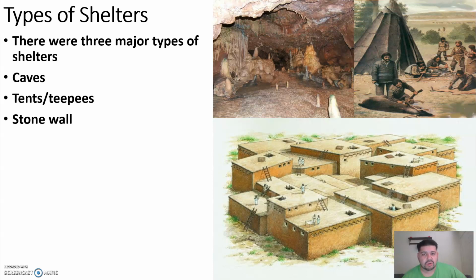The other one was stone walls, especially for those who were going to settle. Hey, this is our place, this is our home. We want to keep ourselves safe from the elements, the weather, from animals, so we feel safe and secure. That was a way.